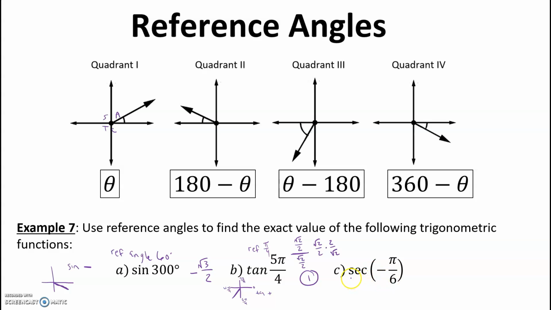Secant goes with cosine, right? Secant goes with cosine, just remember. So we're here, negative pi over 6 is down here.